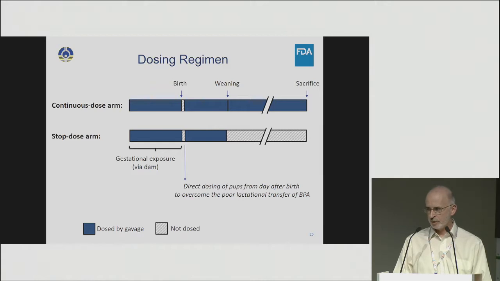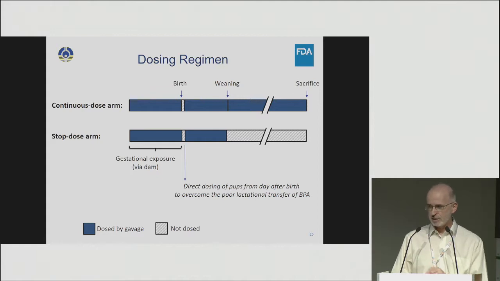Just briefly, the dosing regimen: we had a continuous dosing arm, same style and same protocol used in the 90-day study, but we went out to sacrifices at either 1 year or 2 years. And we had this stop dose arm where dosing was stopped at weaning, and then animals were continued without treatment.